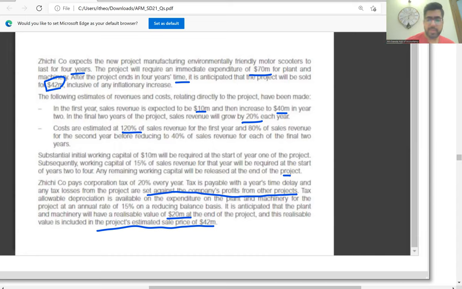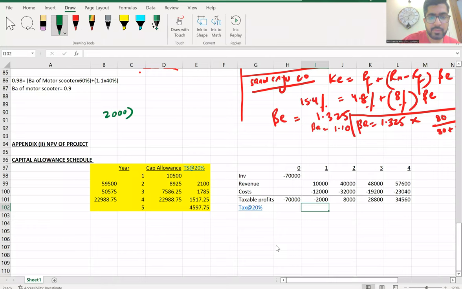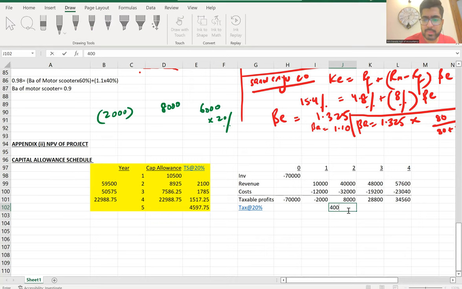Okay, so if it would have been written that losses are carried forward, I would have just adjusted this 2000 loss in the first year against future profits of 8000 in the second year. So the adjusted profit of the second year would have been 6000, and then I would have paid 20% tax. But here, losses are not carried forward, they are adjusted against other projects. So do a normal thing like 2000 loss. If it's profit, 20% tax, 400 in the next year. But if it's a loss, so 2000, adjust the loss, 20%, 400 you will get as inflow.